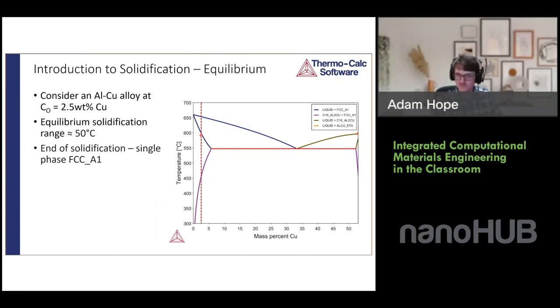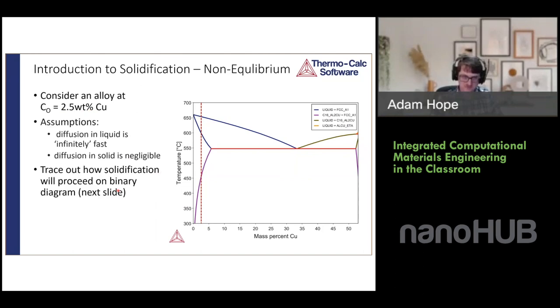And what do we solidify as? We solidify as FCC, single phase, no beta, no eutectic, nothing, right? That's what this says if we have equilibrium solidification. If you took a 2.5 weight percent copper alloy and cast it, you would see not single phase, guaranteed. And so the reason for that is because we have non-equilibrium solidification, right?